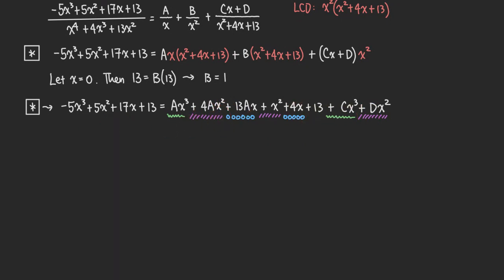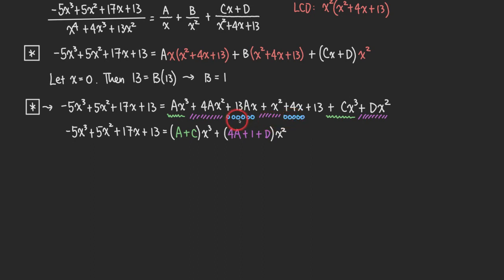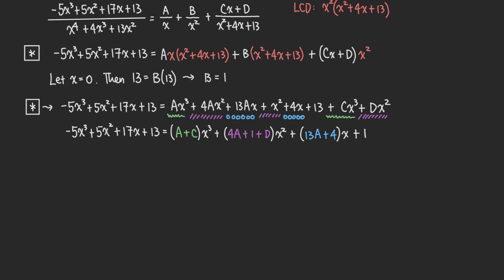Then we are going to be getting negative 5x cubed plus 5x squared plus 17x plus 13 is equal to, okay, so now if we're putting them together, we get a, the green ones, right? A plus c, right? A plus c, times x cubed. And then the next one, the purple. So we get what? We get 4a, right? 4a, no square. Just 4a and then plus 1, right? Because we're just adding the coefficients. And then plus d. And then now the blue terms, the linear terms, we are going to be getting plus 13a plus 4. And then plus 13. Yeah, see that this problem looks so colorful. It's so beautiful, right?